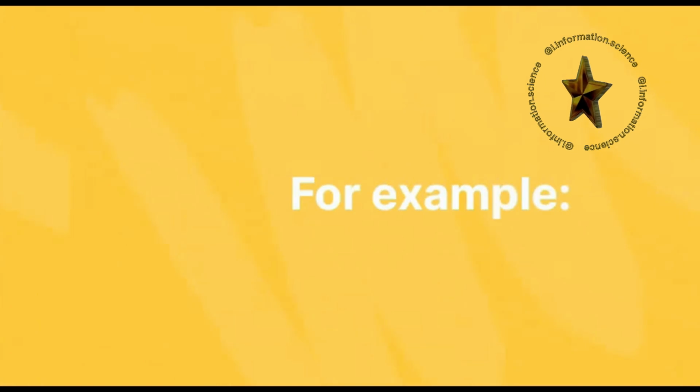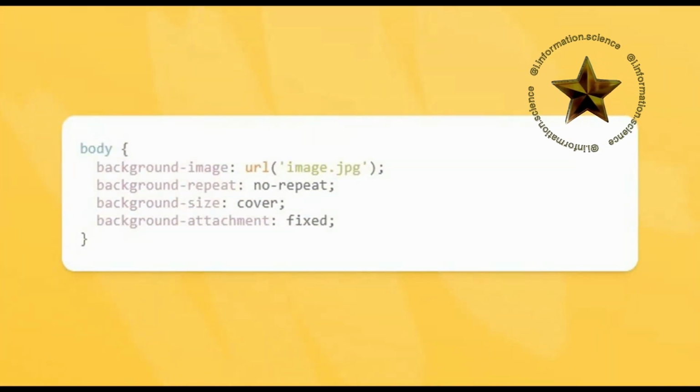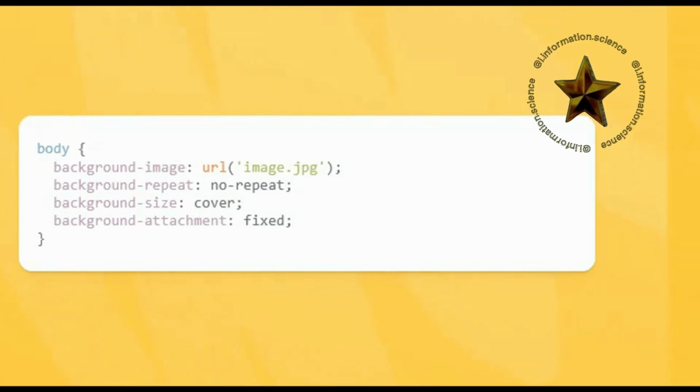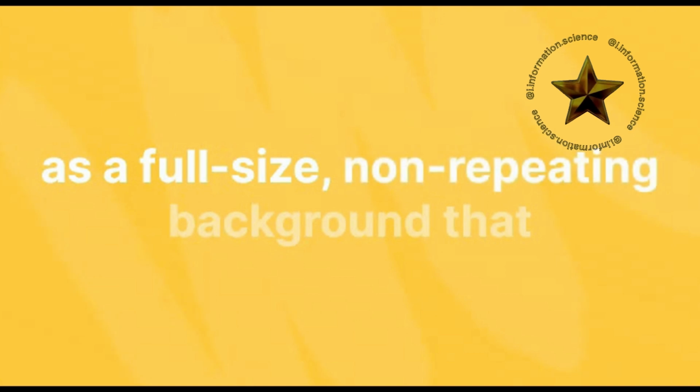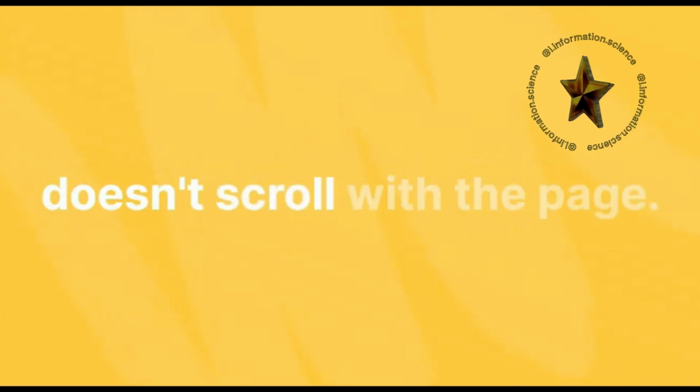For example, body, background-image: url(image.jpg), background-repeat: no-repeat, background-size: cover, background-attachment: fixed. This will display the image image.jpg as a full-size, non-repeating background that doesn't scroll with the page.